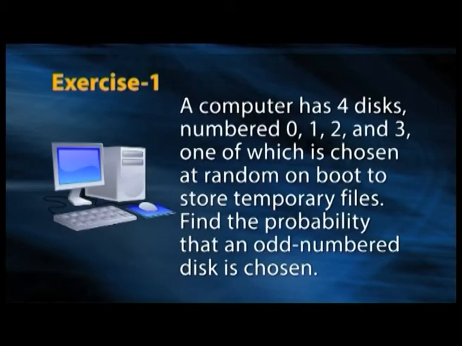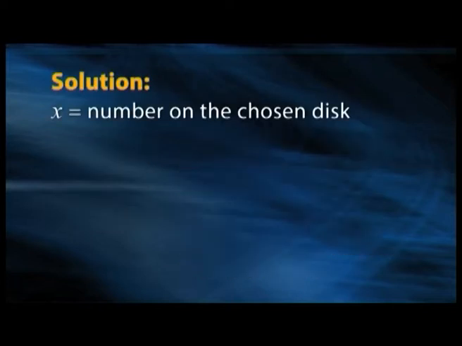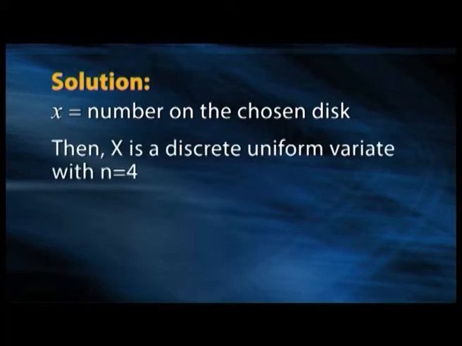A computer has 4 disks numbered 0, 1, 2 and 3, one of which is chosen at random on boot to store temporary files. Find the probability that an odd numbered disk is chosen. Let X denote the number on the chosen disk. Since the disks are numbered serially 0, 1, 2 and 3, all the disks have equal chance of being selected. Hence X is a discrete uniform distribution with n equal to 4.